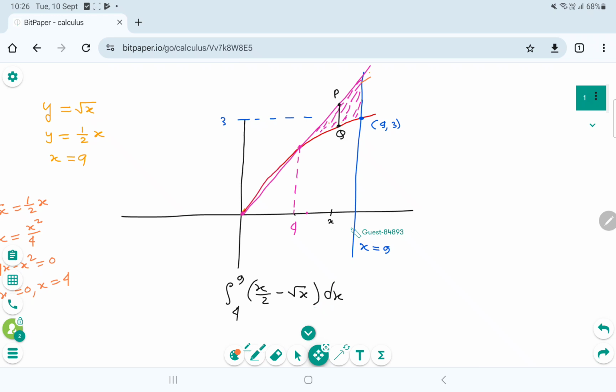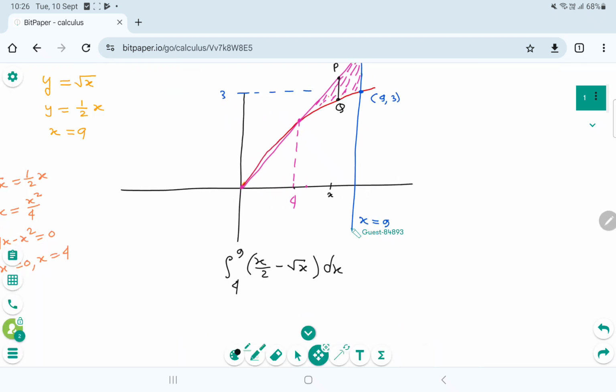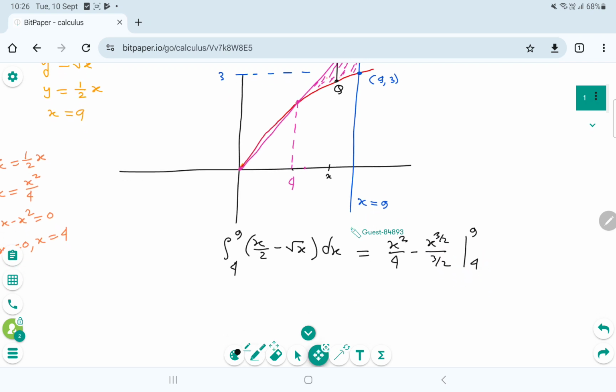You can do it, I guess. Okay, I'm completing. This integration will become x squared over 4 minus x to the power 3/2 over 3/2, and then 4 to 9. So that would become 81 over 4 minus 9 squared, I mean 3 cubed, over 3/2, right?